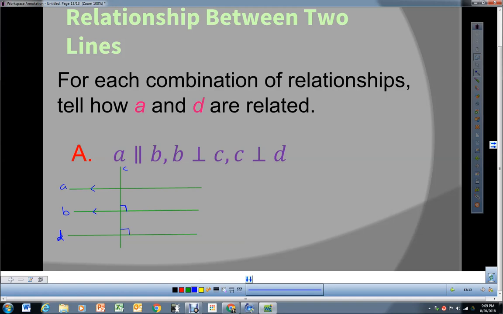So, as we look at this, it wants to know what is the relationship between A and D. How are they related? Well, if you look here, we know A is parallel to B. B is perpendicular to C, which means by our perpendicular transversal theorem that A is also perpendicular to C. So, therefore, these are going to be parallel. So we'd say the answer is A is parallel to D.